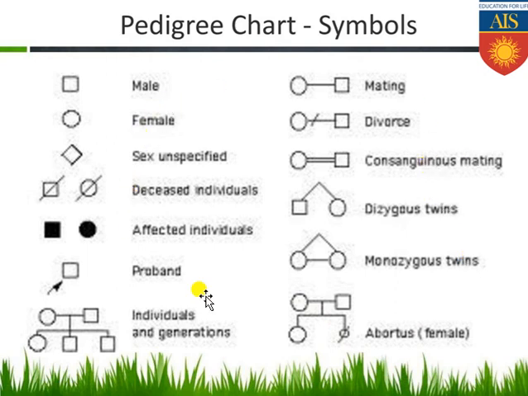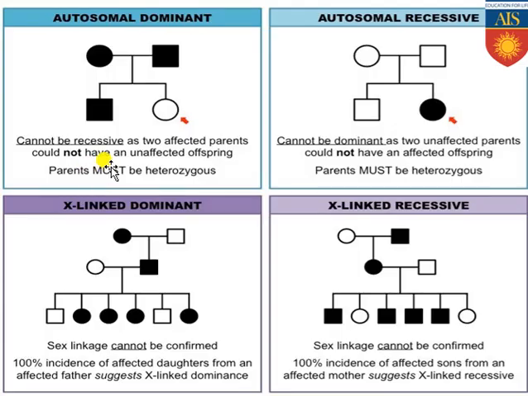So from these specific symbols, I think the meaning of each and everything is getting clear to everyone. Now we will be seeing how many types of pedigree can be seen. Mainly based on the type of traits, pedigree can be of four types: autosomal dominant trait, autosomal recessive trait, X-linked dominant trait, and X-linked recessive trait. So based on these four traits, four types of pedigree can be present.